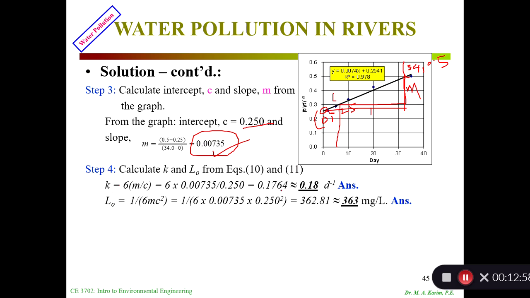Then I have used equations 4-10 and 4-11 here. I calculated the value of K, I got 0.18, and I calculated the value of L0, I got 363. You remember this problem, right? So this problem, we are probably continuing the same problem that has an ultimate BOD of 363.